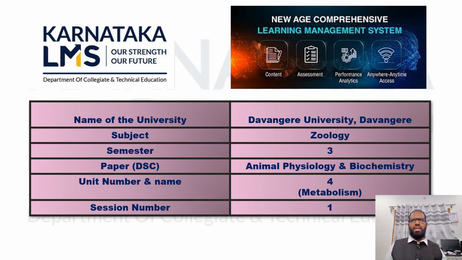This content aims to align with the prescribed syllabus, offering comprehensive and accessible material to enhance student understanding and academic performance. And this semester has a paper titled Animal Physiology and Biochemistry. This paper has four units, and out of the four units, I am responsible for preparing the e-content for the fourth unit, that is metabolism.